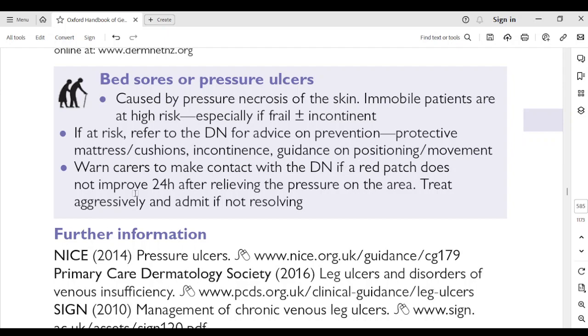if a red patch does not improve 24 hours after relieving the pressure on the area. So if there is a red patch in a particular dependent area and it is not improving after relieving the pressure on that area, you have to contact the DN. Treat aggressively and admit if not resolving.